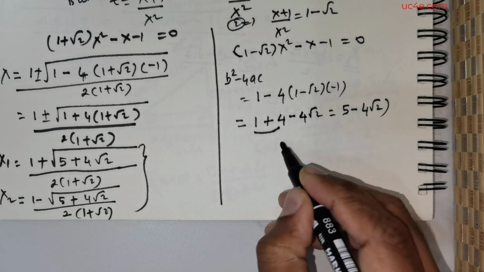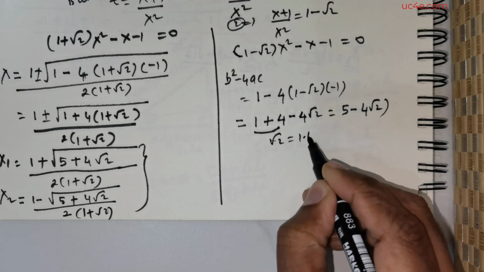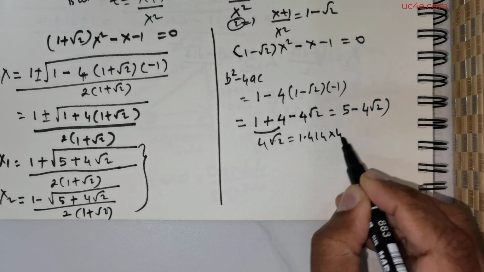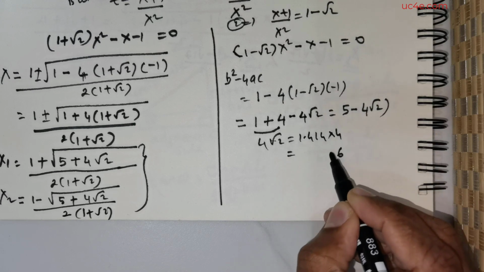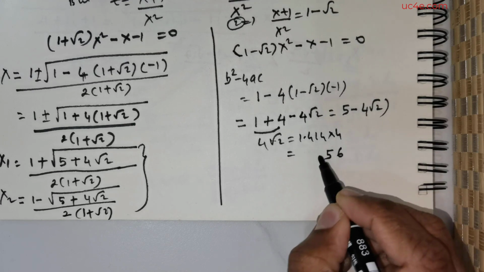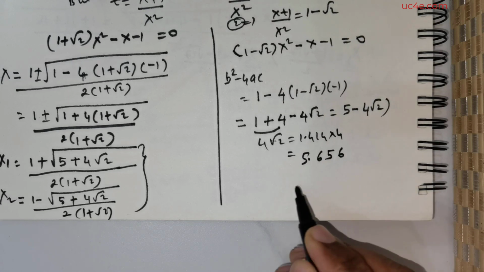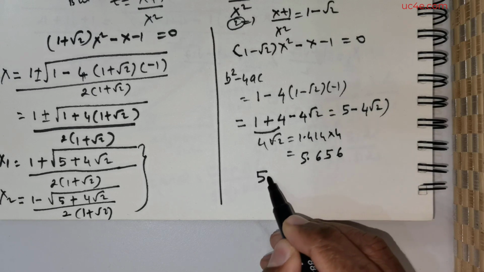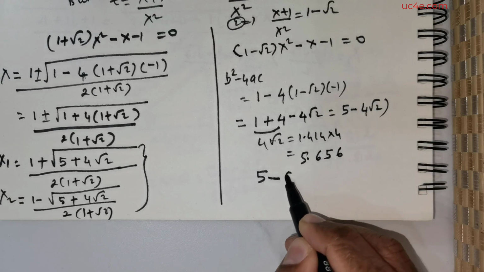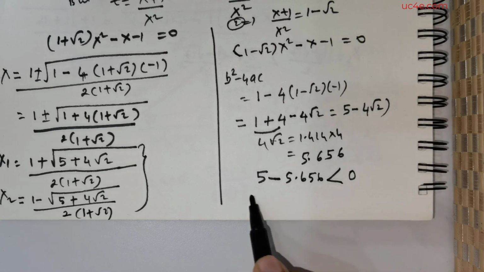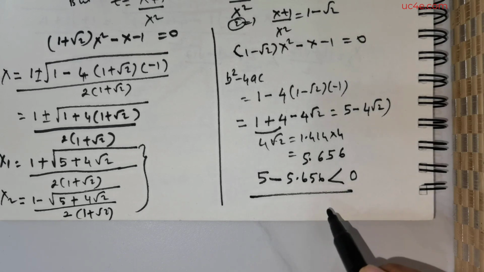Now what is √2? 1.414. That is multiplied with 4. So if you were to do that, 4 times 1.414 gives you 5.656. So this is actually 5 - 5.656, which is less than 0. So we are actually hitting complex roots.